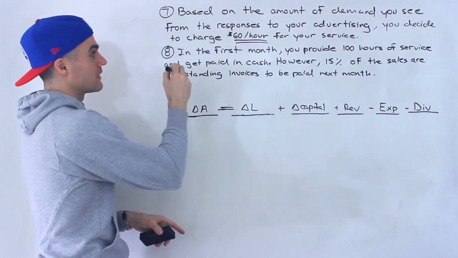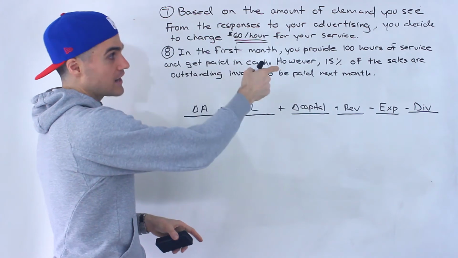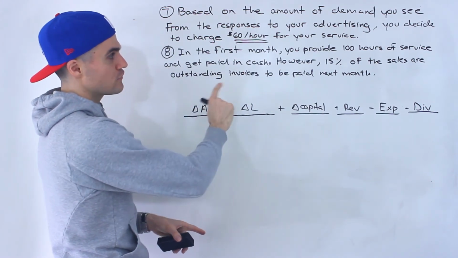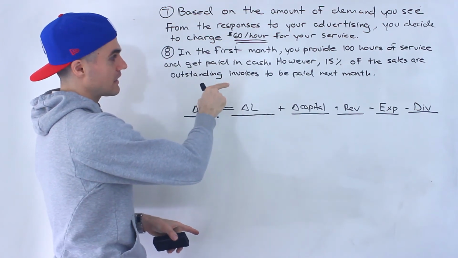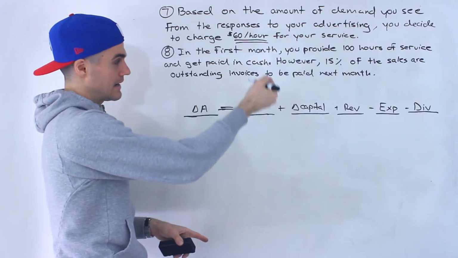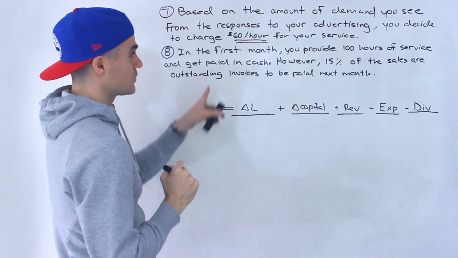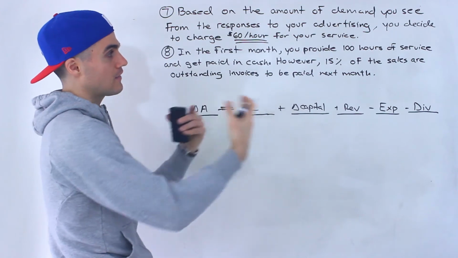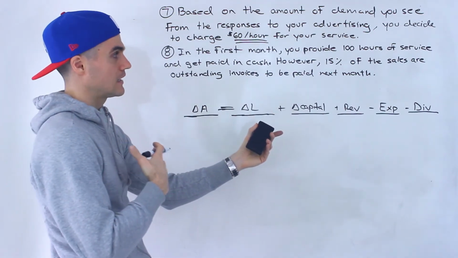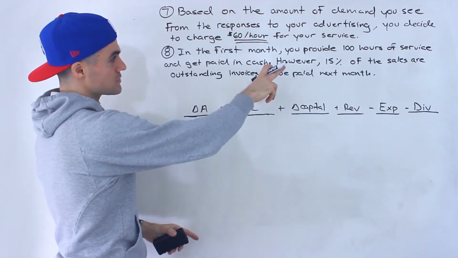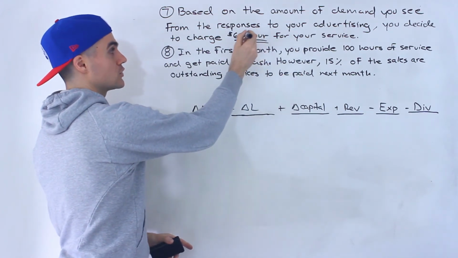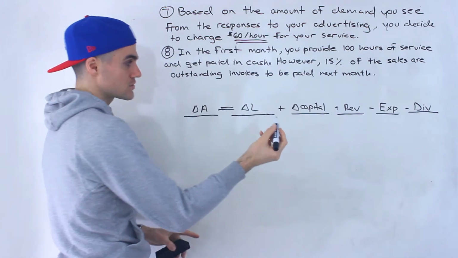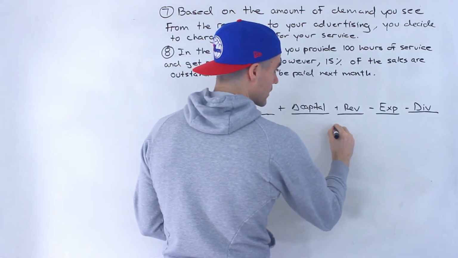However, in number 8, it says in the first month you provide 100 hours of service and get paid in cash. However, 15% of the sales are outstanding invoices to be paid next month. Right? So here, the service was actually provided, and then you're receiving something in exchange. So 100 hours of service is provided, and you're charging $60 per hour. So if you multiply those, that would be $6,000 of revenue that you're getting.